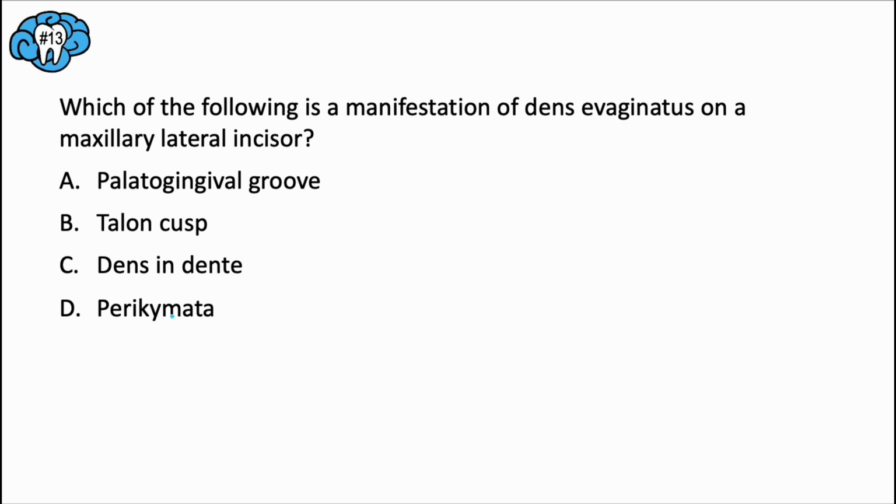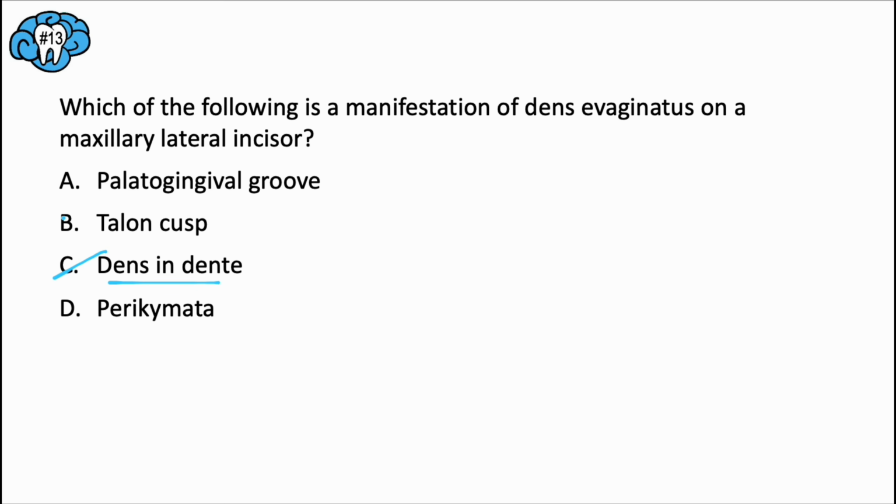So if I look at the answer choices, I see something that I would consider a classic trick answer, and that's dens indente. So this is also called dens invaginatus, not evaginatus. So that's a tricky answer choice, but it's not the correct one. Pericymata are the little ridges at the cervical third of teeth, usually in the anterior. The palato-gingival groove is this anomalous groove that travels from the lingual fossa into the root surface.